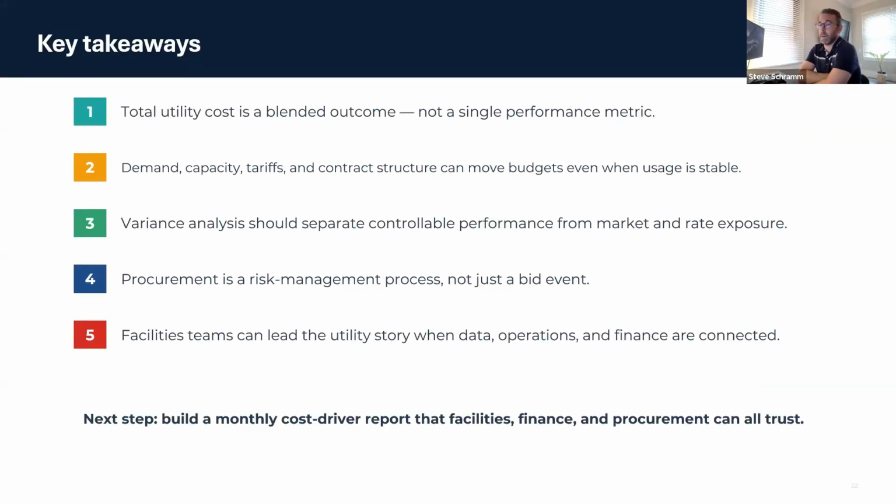Key takeaways. Total utility cost is a living, breathing thing. It's not one singular performance. It's not just the number you see on your utility bill. It's a result of all the decisions you've made up until that point. Demand, capacity, tariffs, and contract structure can move budgets even when you hit the mark and your forecasted volumes for that month were exactly what you consumed. Still, the cost can change there. Again, look at the variance analysis to see what caused you to be off the mark or miss the mark there.